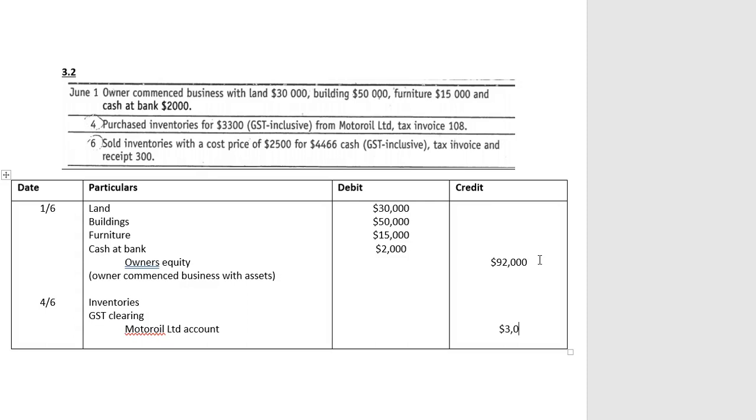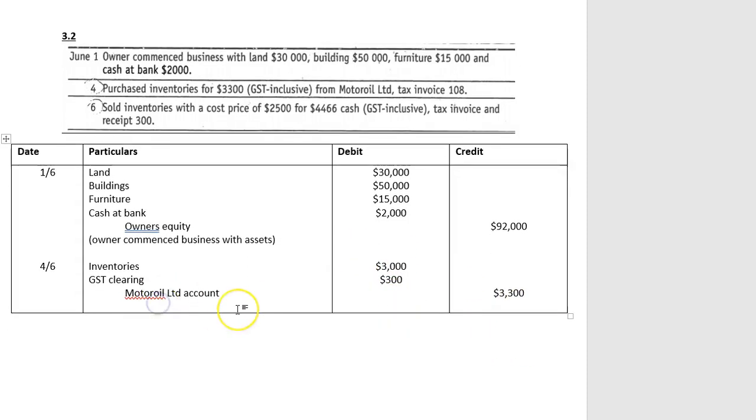What is the full amount? 3,300. Okay, and then we're going to split the GST out when we put it in inventories. Check our sides balance, which they do. Awesome. We need a narration. Purchased inventories, tax invoice 108. Okay, if they give you any numbers, any check numbers, any tax invoice numbers, just put them in there.